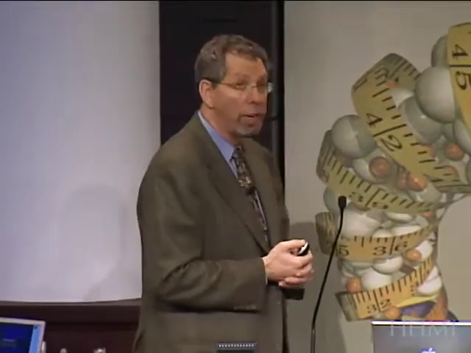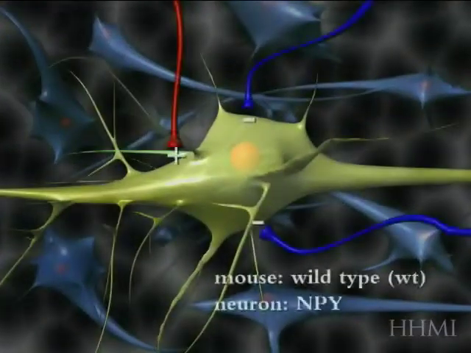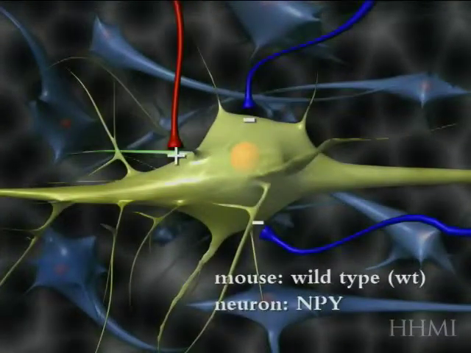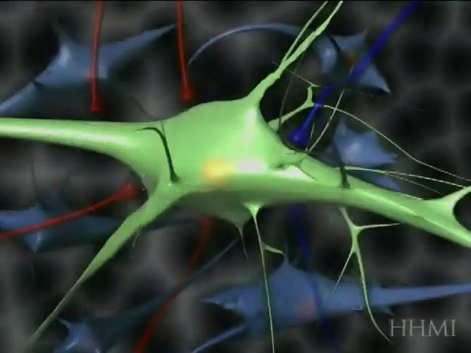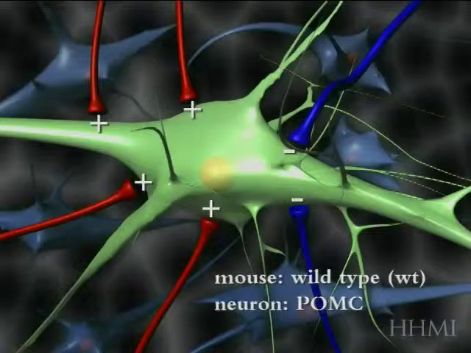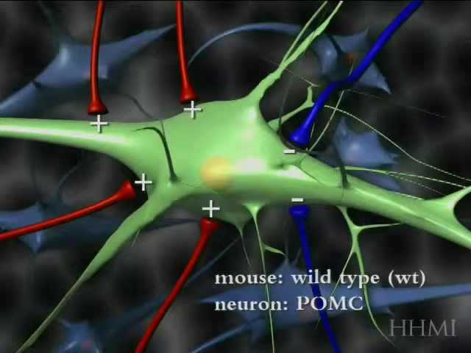So I'm going to show you a video to tell you what Shirley actually found when she did this experiment by counting synapses to tell us about what the inputs to these neurons are. So the NPY neurons normally get some excitatory and some inhibitory inputs. The POMC neurons, the same. They get a little more excitatory inputs and fewer inhibitory.